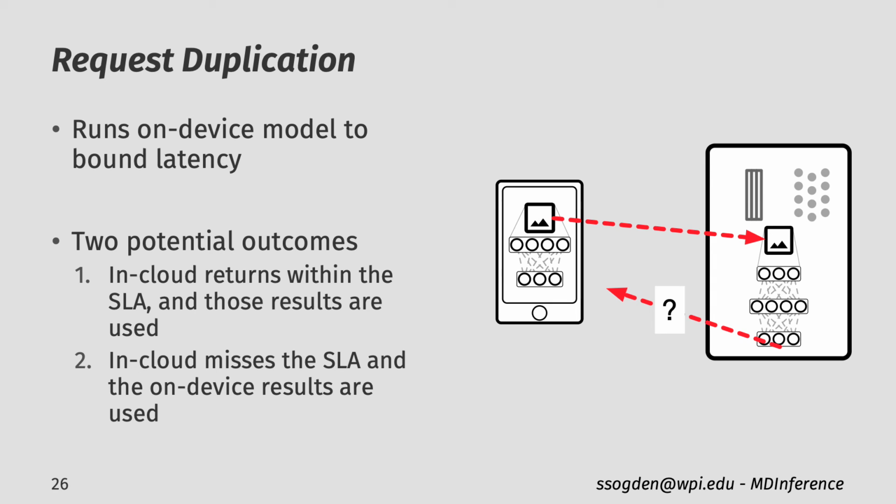When doing this, there's two potential outcomes. First, we get results from the cloud-based model using a higher accuracy model than our on-device model. In this case, we use these high accuracy results. Second, we rely on the on-device results due to the latency target arriving before the results return from the cloud. In this case, we use the on-device results and accept that they will be lower accuracy than the cloud results would have been.